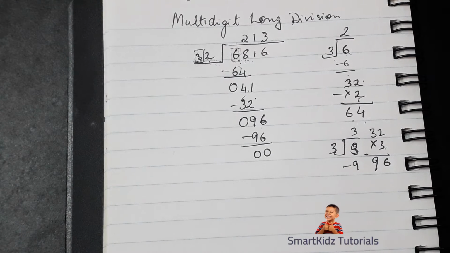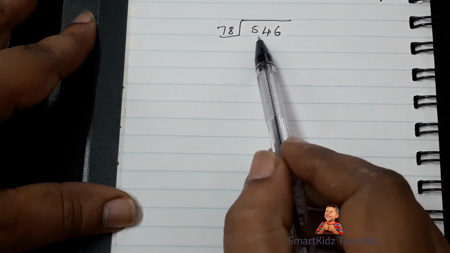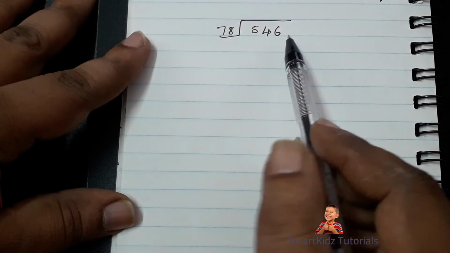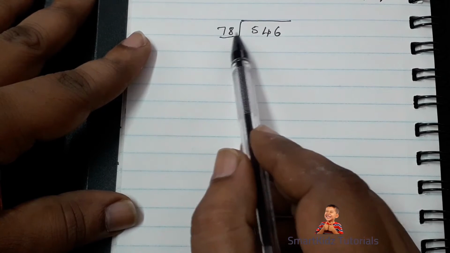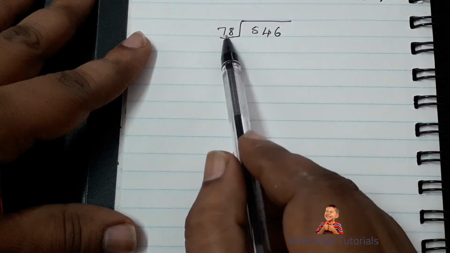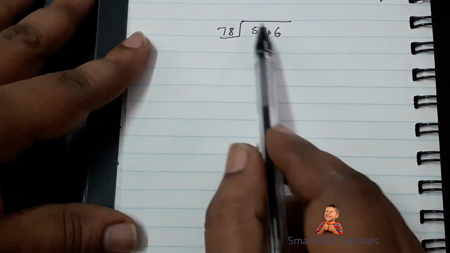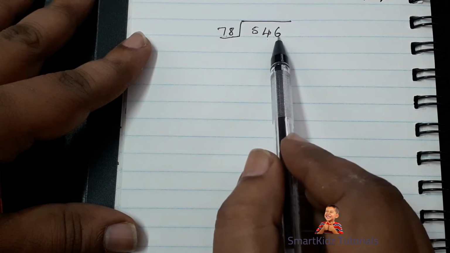Okay, let's take another example. So 546 divided by 78. Once again, we look to divide 546 by 78. But the problem is 54 is a smaller number than 78, which means it is not divisible. But we can try to divide these three digits at the same time.